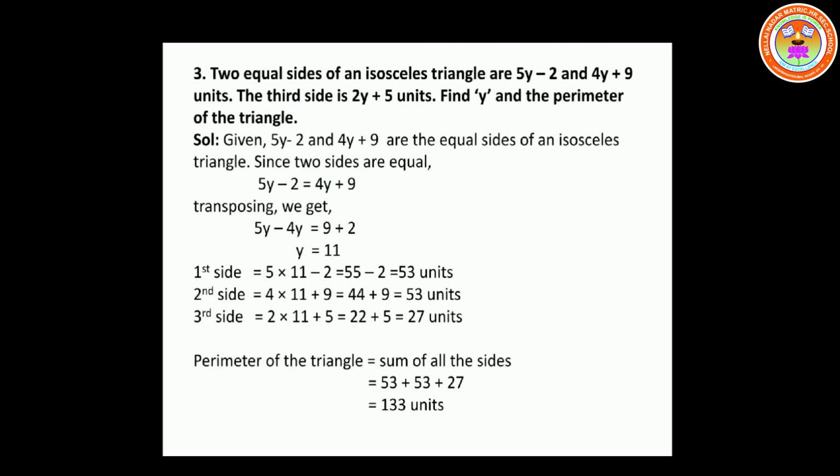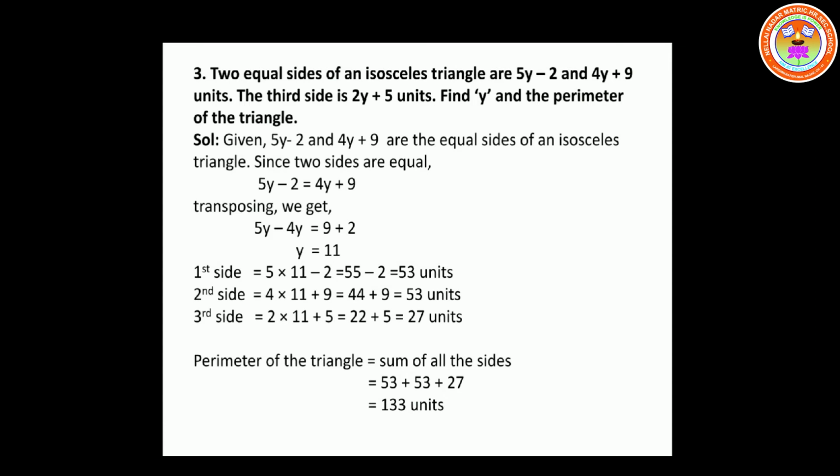Next, two equal sides of an isosceles triangle are 5y minus 2 and 4y plus 9 units. The third side is 2y plus 5 units. Find y and the perimeter of the triangle.